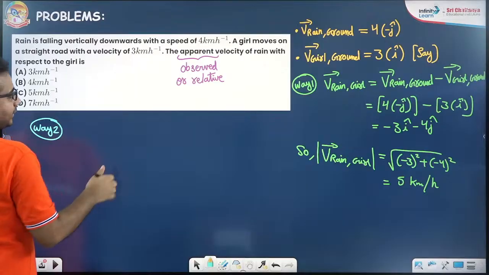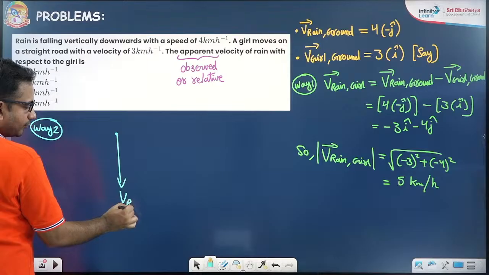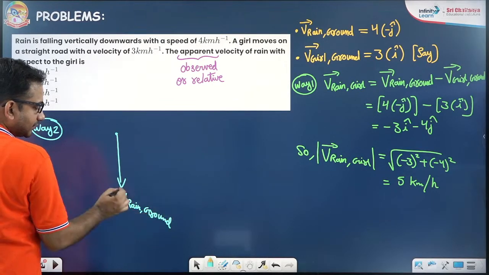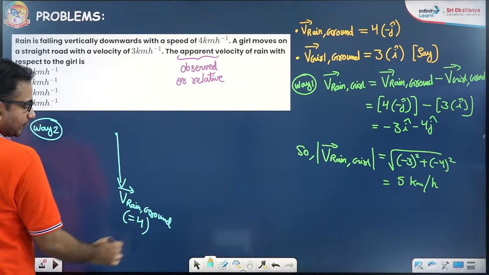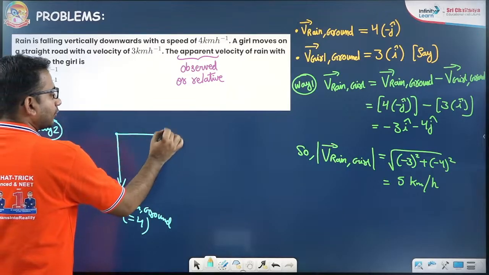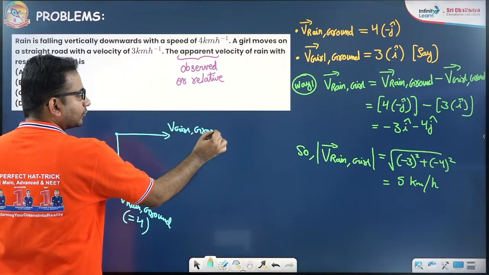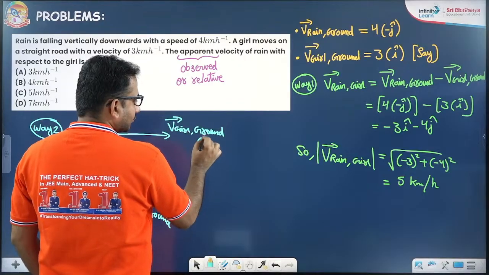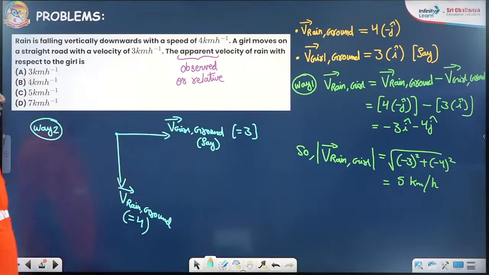Rain is falling vertically downwards. This is V of rain with respect to ground, and that is equal to 4. Then there is velocity of girl with respect to ground, given in the horizontal. That was not given as east, west, north, south, so suppose I have taken it like this, and that is equal to 3. They are asking you the apparent velocity.